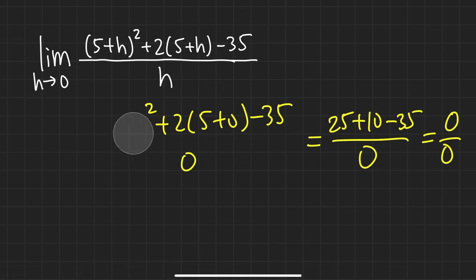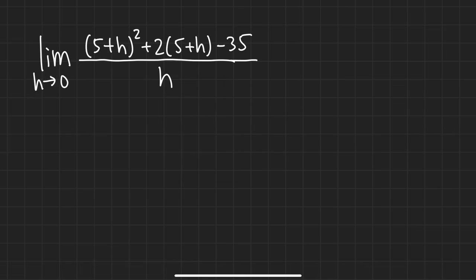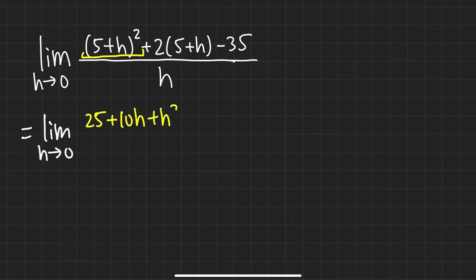So, what do we do though? Here is the algebra that we will have to go through. Right here, we still have the limit as h approaching 0. Let's go ahead and expand the 5 plus h squared, which will just get 5 squared, that's 25, plus 2 times this and that, which will give us 10h, and then plus h squared. Then we are going to distribute the 2, so we will have plus 10 plus 2h, and then minus 35.